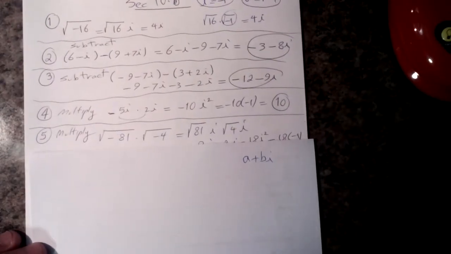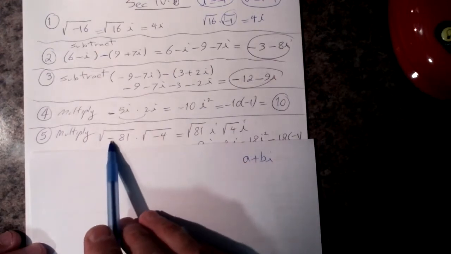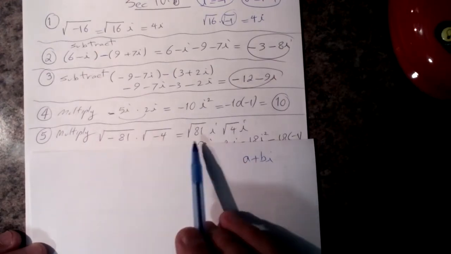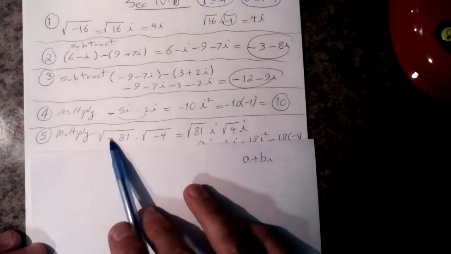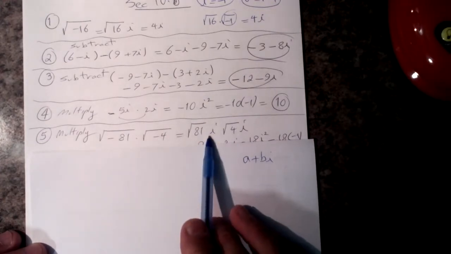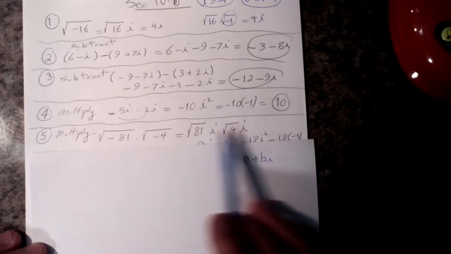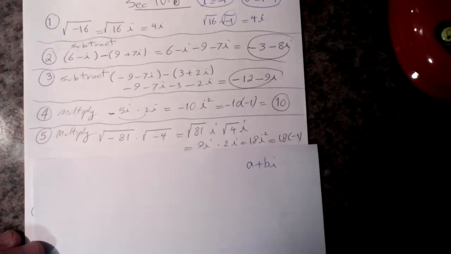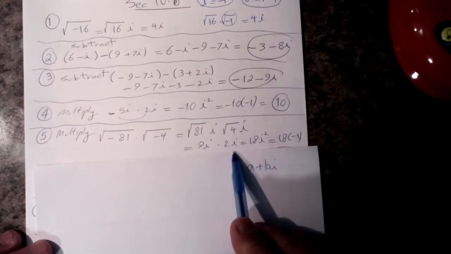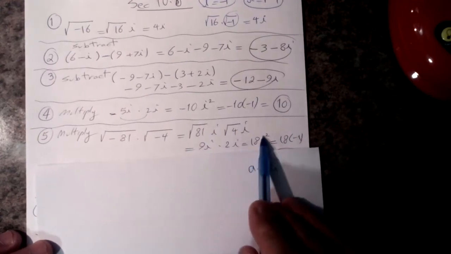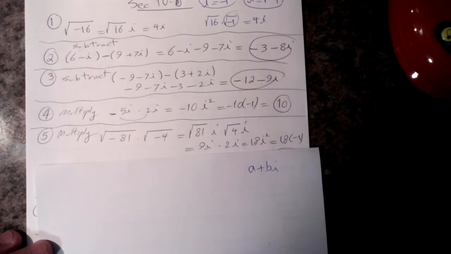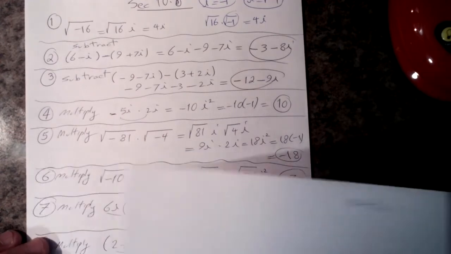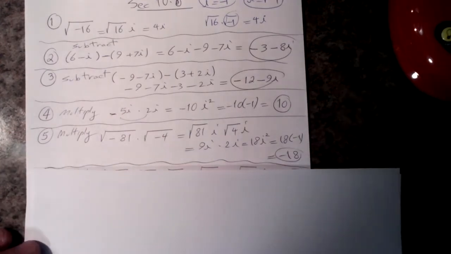We want to multiply these two. First, we need to move the negative out. When you take the negative out of the radical, you put i there. Radical 81 is 9, so you have 9i times 2i, which is 18i², or 18 times -1, which is -18.